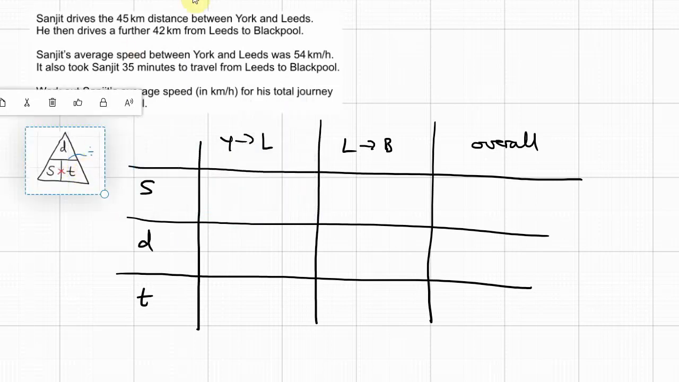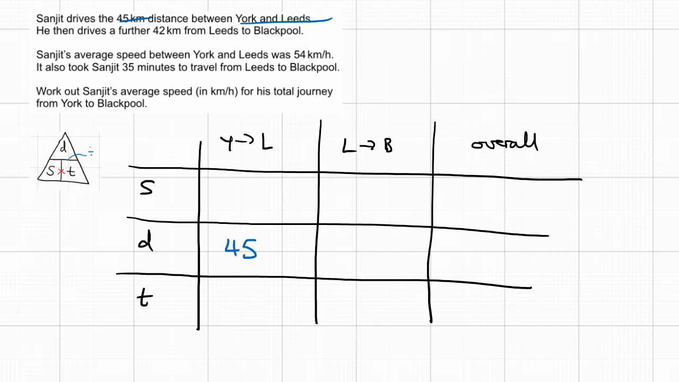Okay, so maybe you just want to pause it and see if you can have a go at this one now, judging from what I've spoken about in the last one. But if not, I'm just going to go through it now. So in blue, I'm going to fill in what's in the question. 45 kilometres from York to Leeds. So the distance is 45. 42 kilometres from Leeds to Blackpool. So straight away, let's start filling this in. I can say this is going to be 87 kilometres.